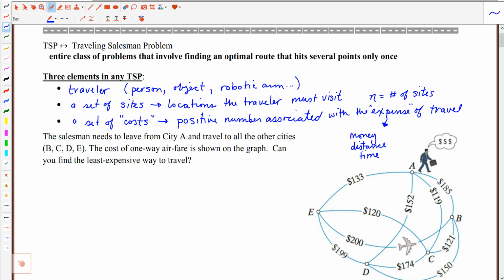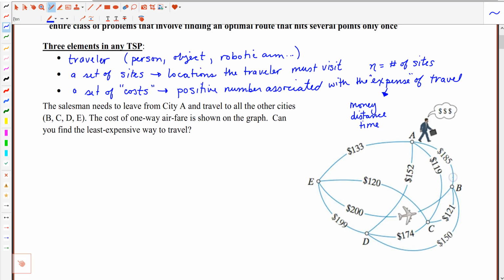Whatever it is, as this traveler goes to the sites, there's going to be something that we're going to be tracking. And normally on these types of problems, when we want to find this optimal route, we're going to want this expense to be as small as possible. Now, this is going to be a problem that's going to motivate us, and we're going to return to it several times throughout this module.